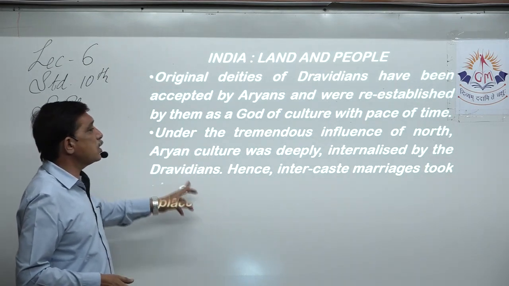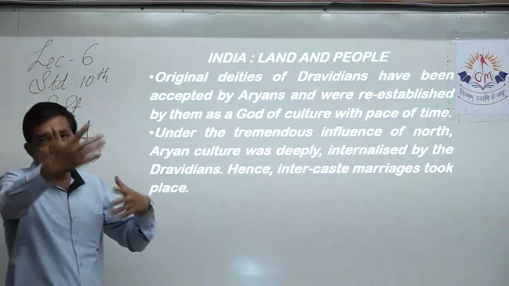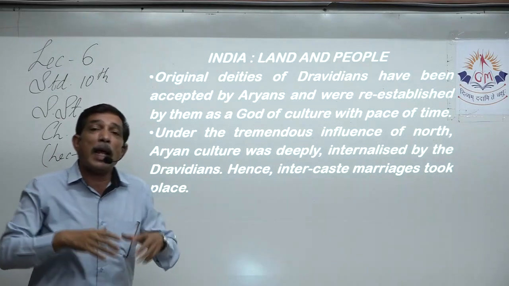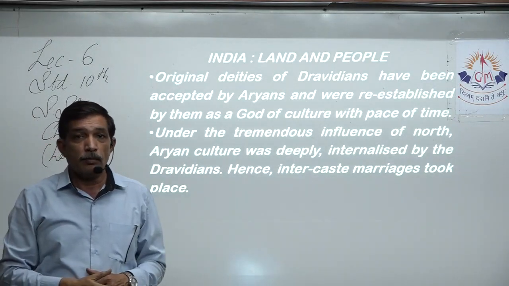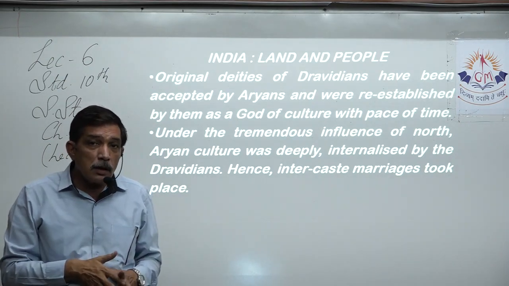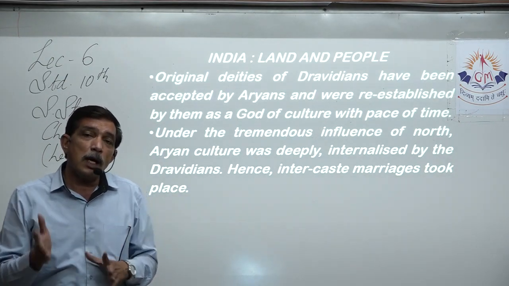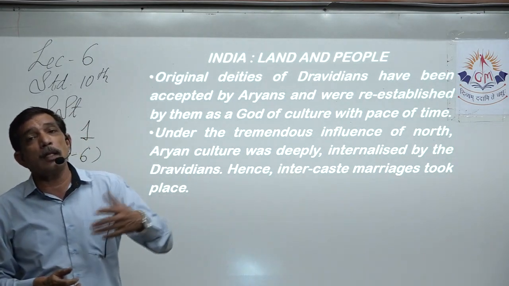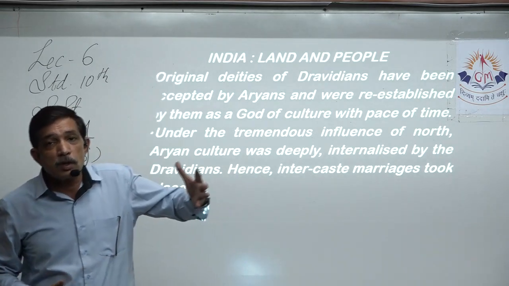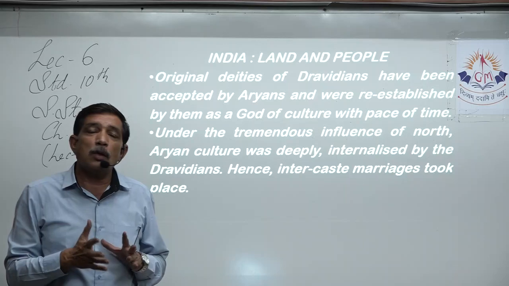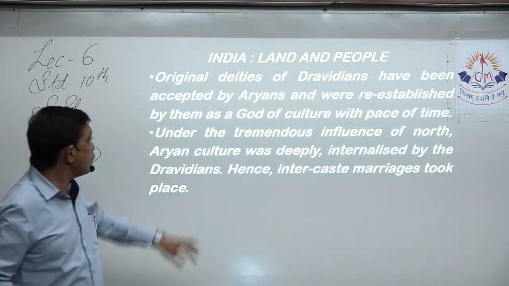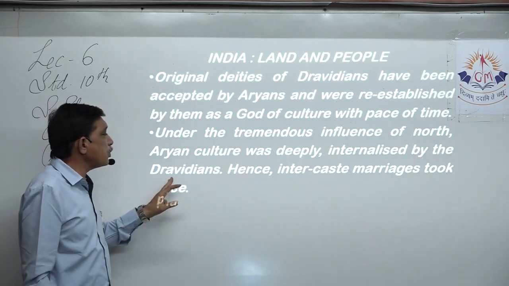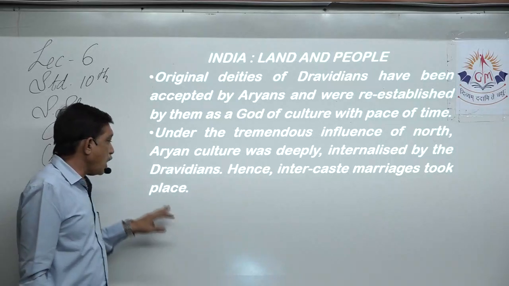Under the tremendous influence of the north, tremendous influence, that means we just talked about it, that the influx, that means the coming of the Aryans did not stop and their numbers kept on increasing. There were lots of sites like Mohenjo-Daro of the Indus Valley Civilization and the Harappan Civilization. Yes, they were small towns and cities. But from the outside, the Aryans, the other tribes that came, the influx was so heavy that the Dravidians had no other choice but to retreat. So, under the tremendous influence of the north, Aryan culture was deeply internalized by Dravidians, hence intercaste marriages took place.